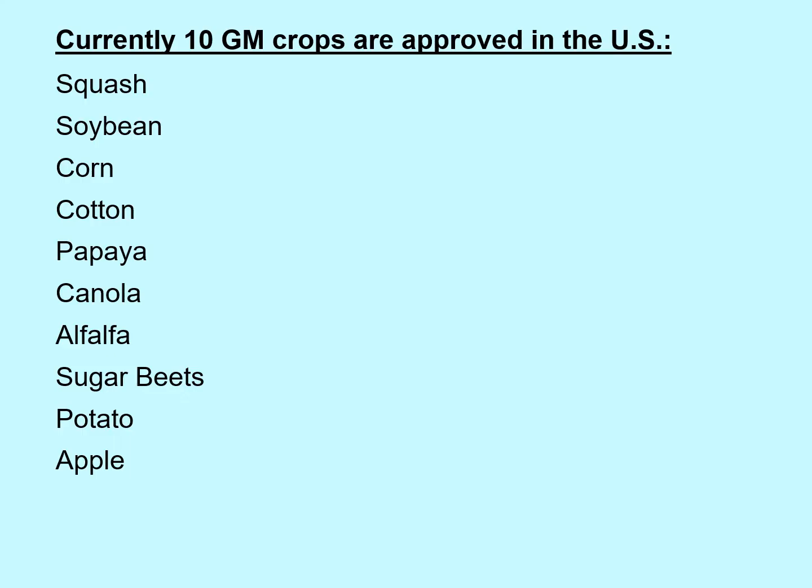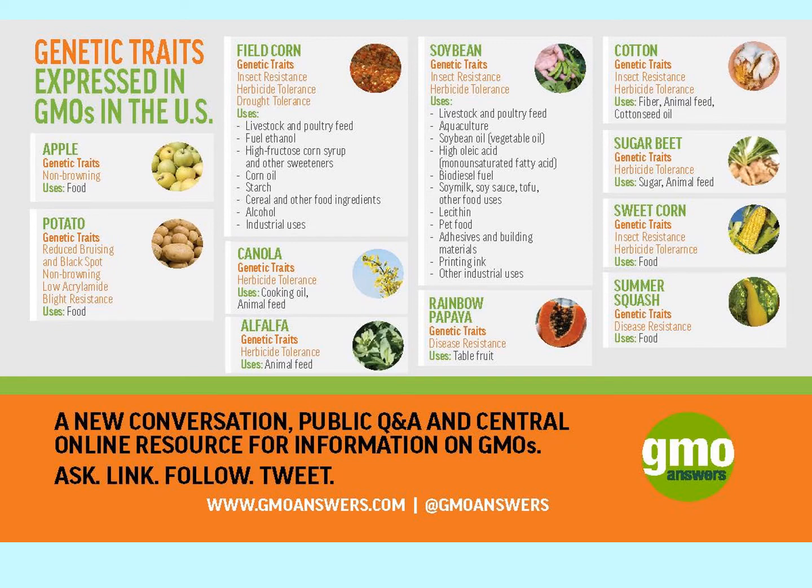And in the United States, currently 10 genetically modified crops are approved to be grown. These include squash, soybean, corn, and that's corn grown both for animal feed and for humans, cotton, papaya, canola, alfalfa, sugar beets, potato, and apple. And what are the genetic traits that were inserted into these 10 crops? Let's look first at corn, which is listed here twice. Insect resistance and herbicide tolerance were the main traits injected, and for field corn also drought tolerance.